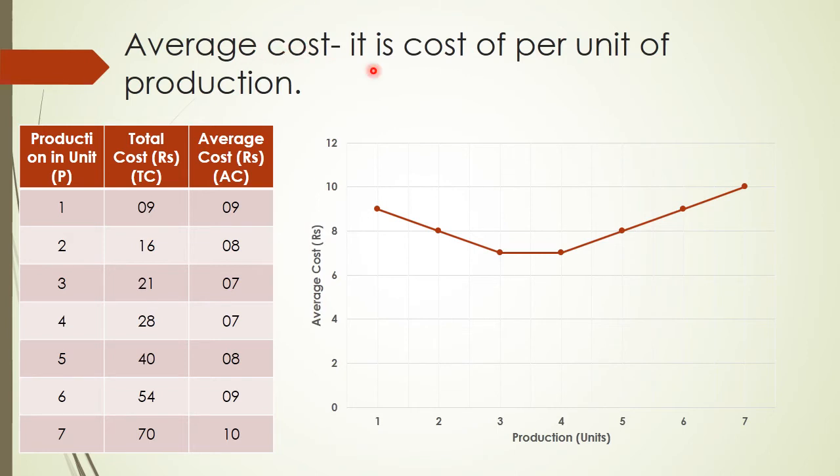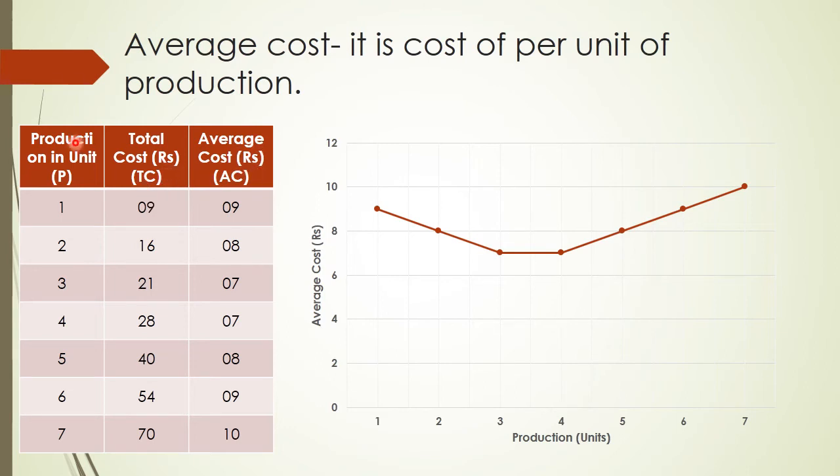Now comes average cost. So what is average cost? It is the cost per unit of production. Average cost is also known as average total cost, and it is found out by dividing total cost by units of production. So the formula for average total cost or average cost is total cost divided by total production or units of production. And what do you mean by total cost? That is your fixed cost plus variable cost.